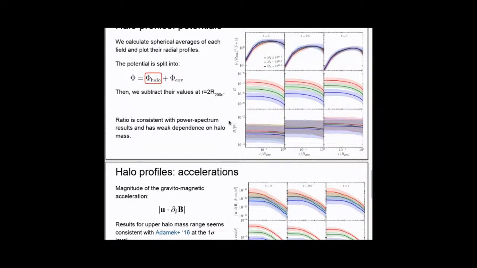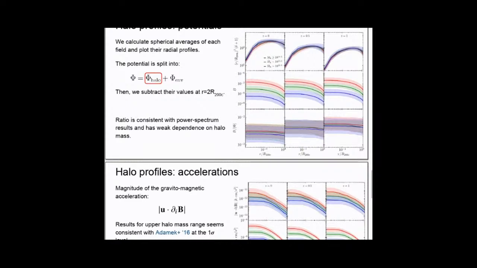To isolate the contribution coming from the halo itself, we take the spherical average and then subtract the values of the vector potential and the scalar potential at twice the halo radius, so from beyond the halo. This is a crude way to isolate the contribution corresponding to the halo itself.